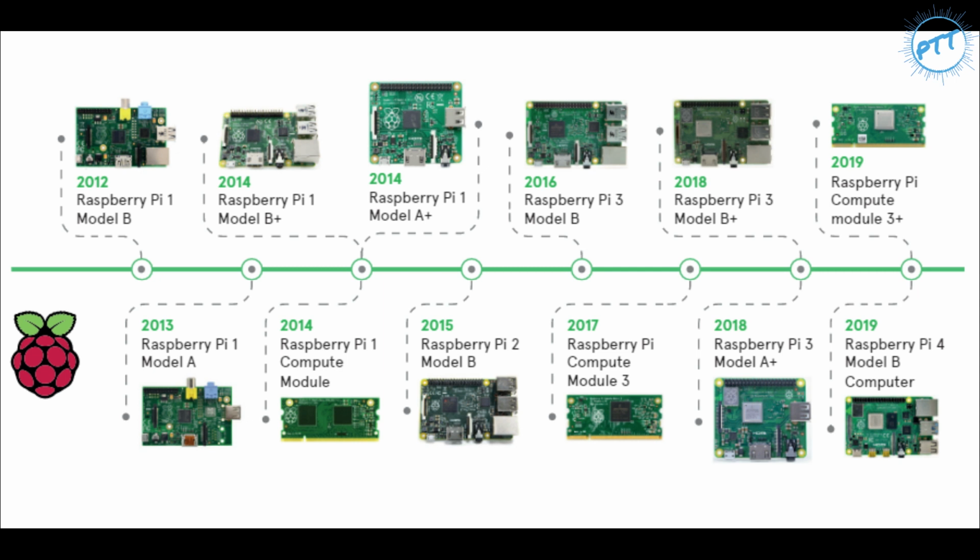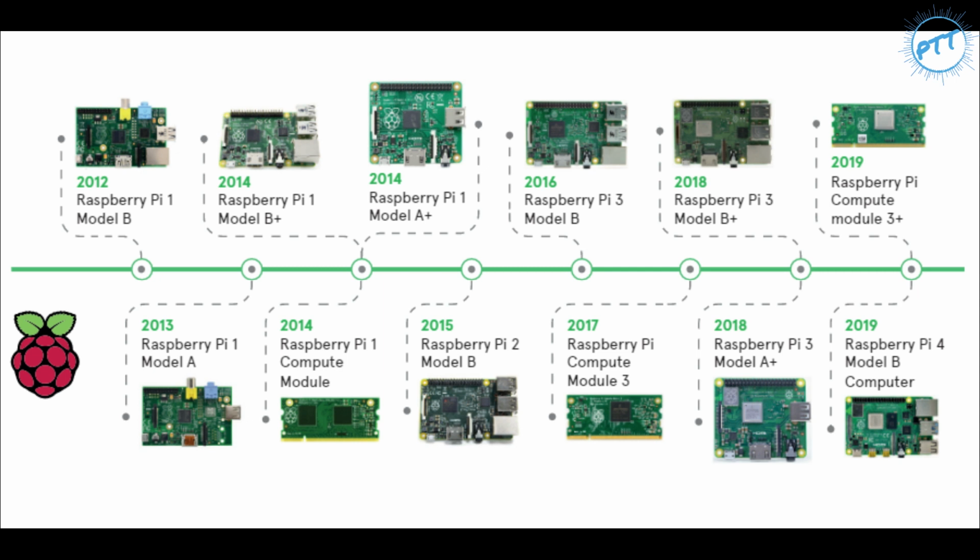Here we look into the different versions of the Raspberry Pi. The first Raspberry Pi, which was released in the year 2012, was the Raspberry Pi 1 Model B, which had a single core CPU and 512 megabytes of RAM. And it is also notable that it had just 26 GPIO pins.